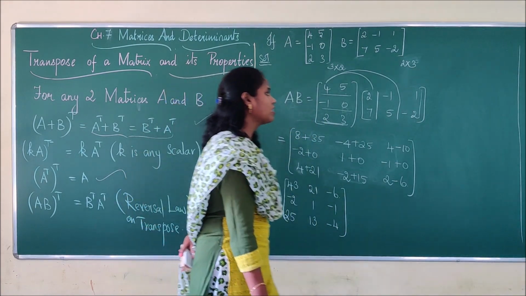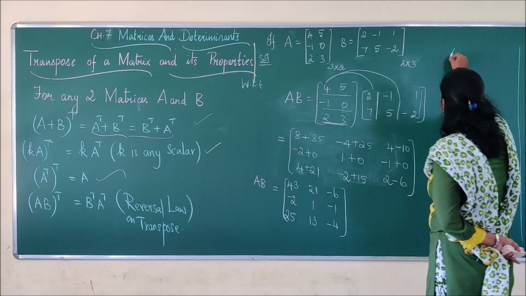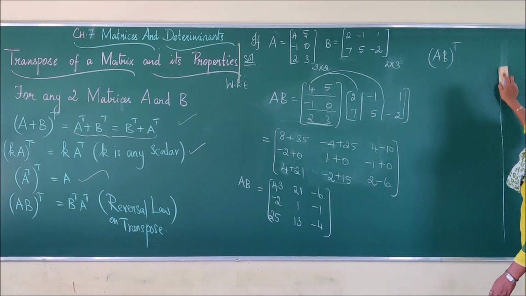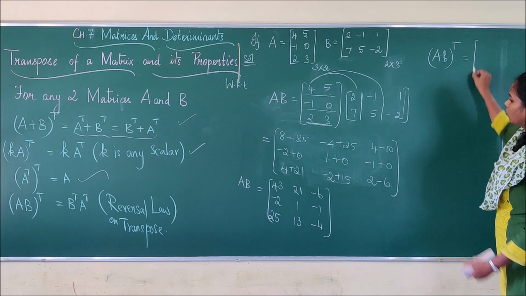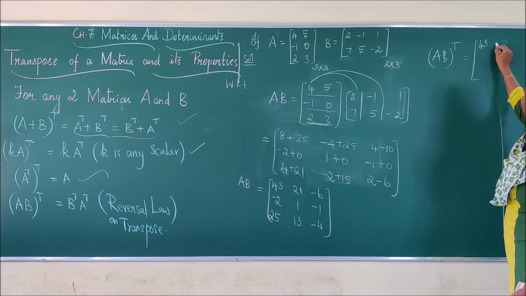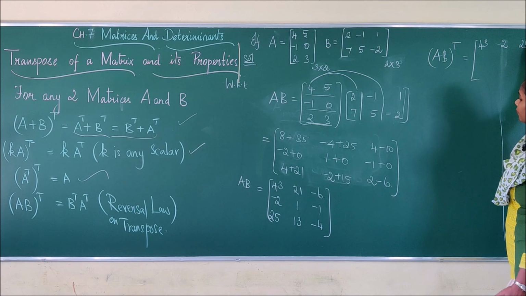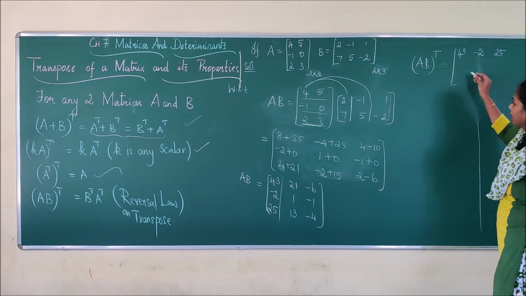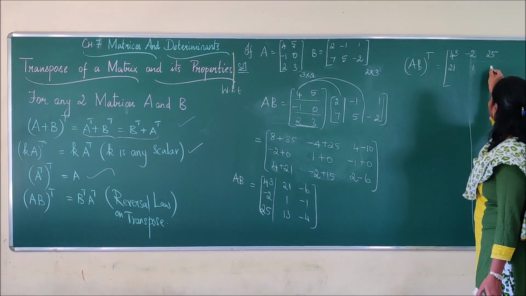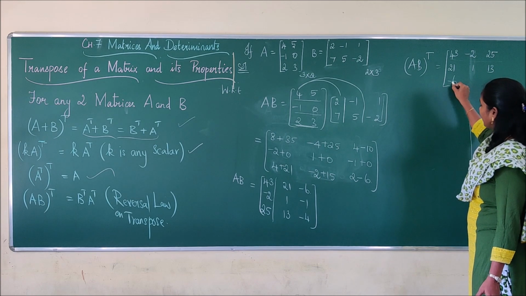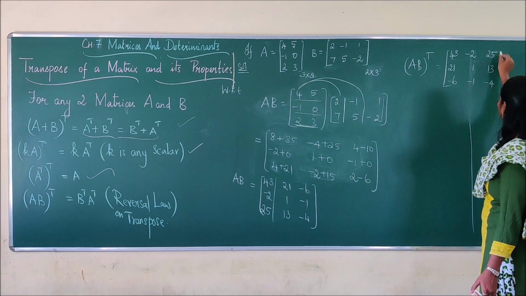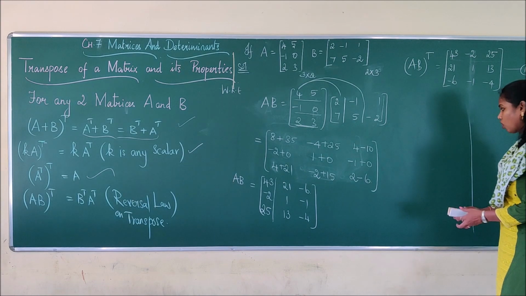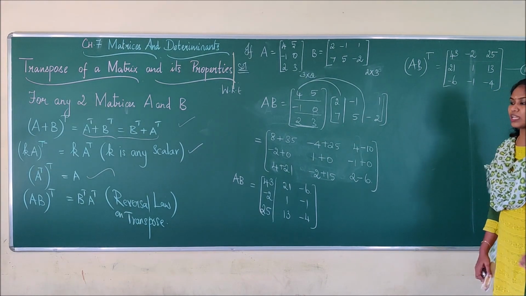And what is my AB transpose? So I am going to change my rows into columns, okay? So my AB transpose is nothing but 43, minus 2, 25. I have changed this column into row. And next column 21, 1, 13. And next column is minus 6, minus 1, minus 4. And this is my AB, the whole transpose.